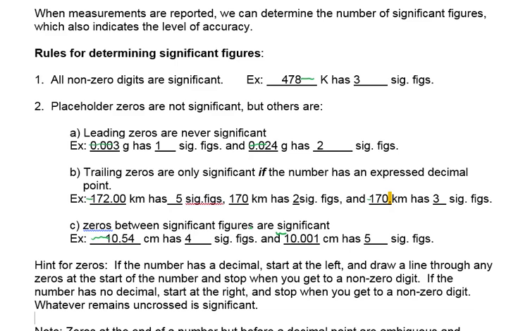So it's just a little technique. Some people like to use it. If it helps you with your counting, by all means, use it.